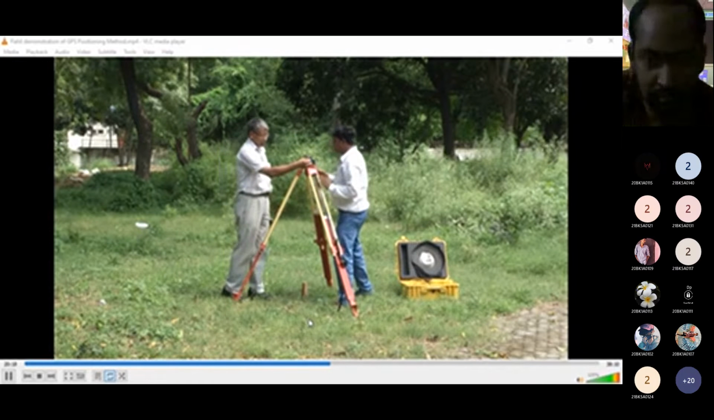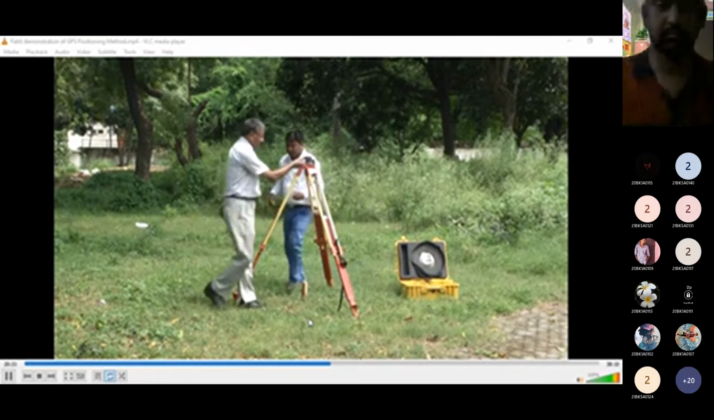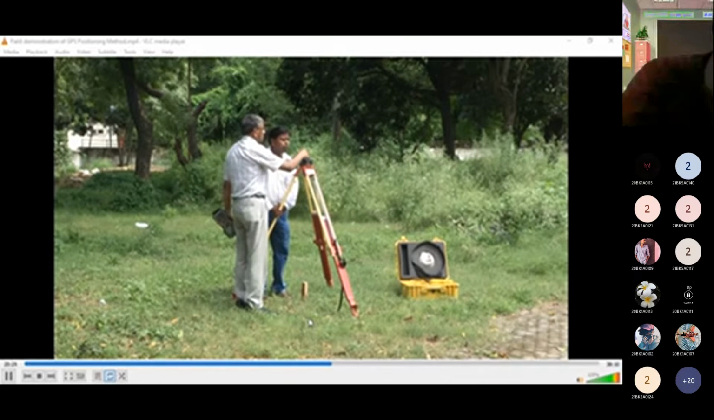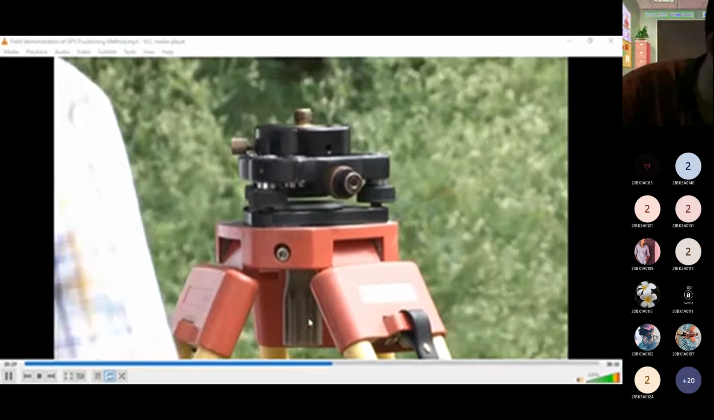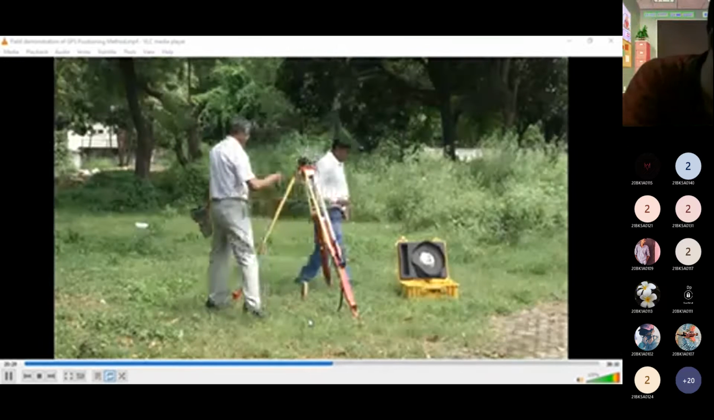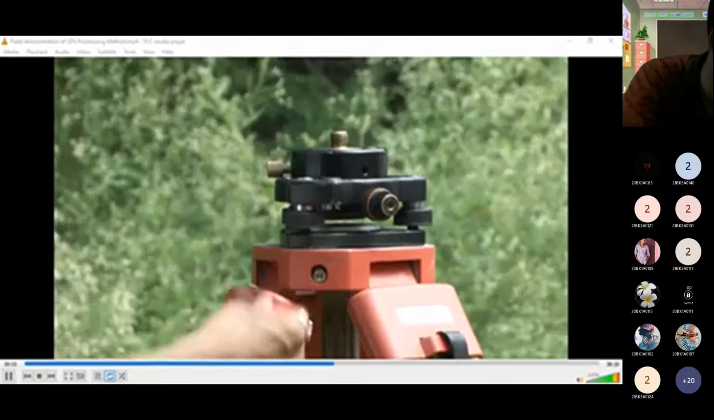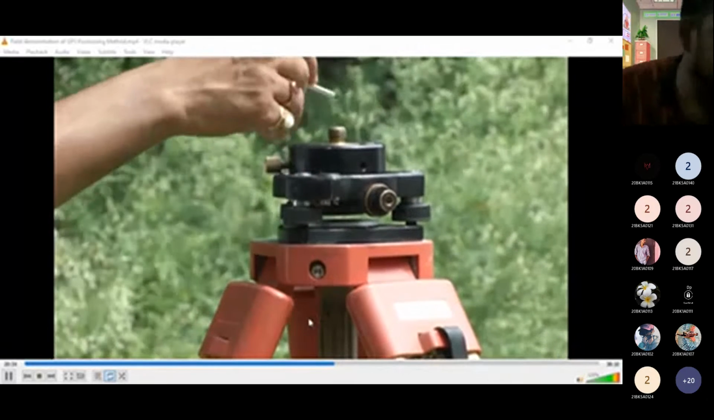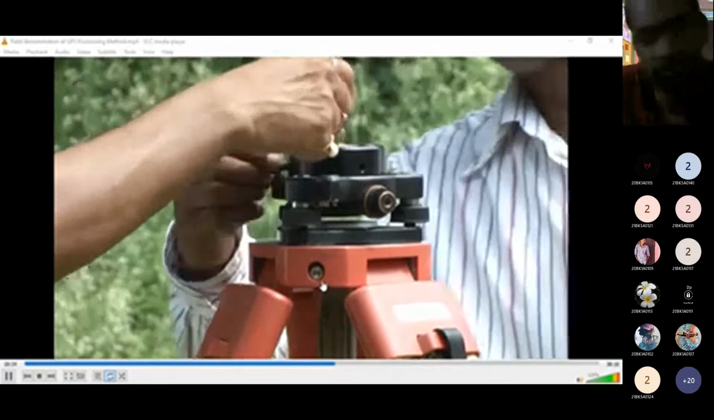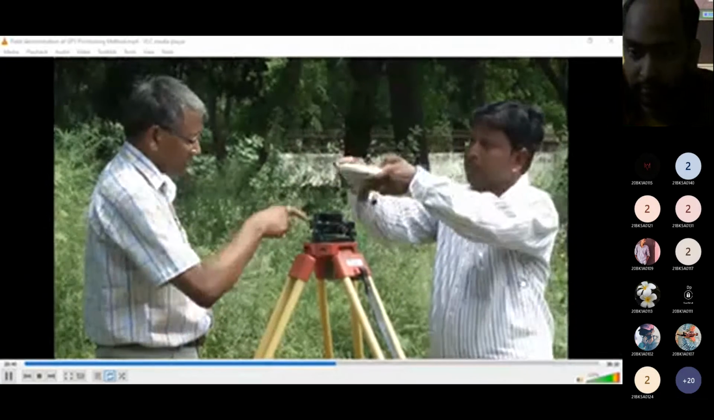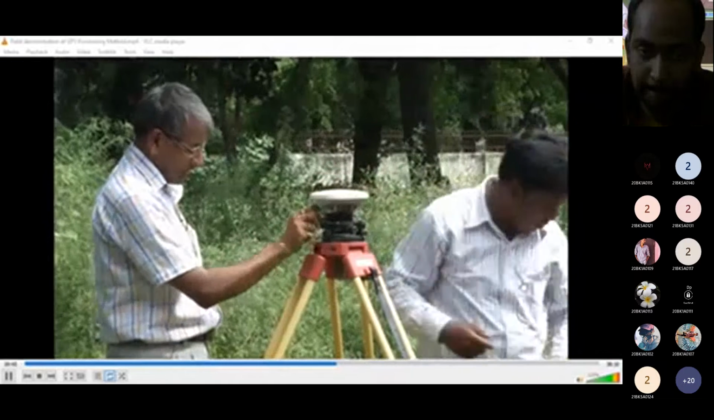This is the optical plummet through which we see the centering, and this is the cross bubble which provides us the level part. So now this tripod stand has been centered as well as leveled. Now we will be fixing up the Zephyr antenna, and we are placing it on the tripod.